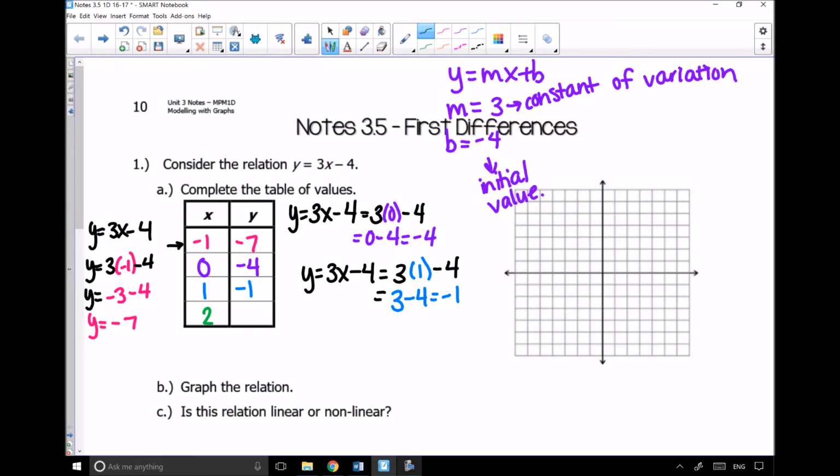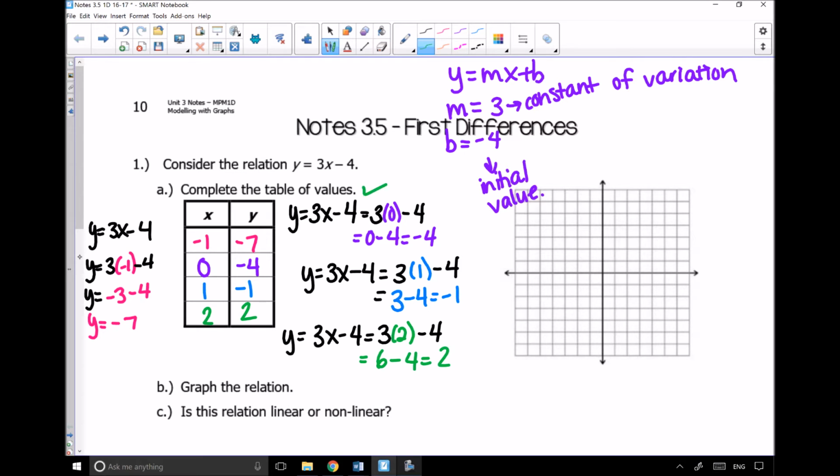And then I'm going to do it one last time. y equals 3x minus 4, but every time I see an x, I'm going to replace it with 2. So I'm going to say 3 times 2 minus 4. So I end up getting 6 minus 4, which is 2. Now you should notice that there's a pattern happening here, and we'll actually see how this pattern relates to the information we wrote down here. But if you don't have a pattern happening, then something went wrong. So question A says complete the table of values. Check, we're done with that.